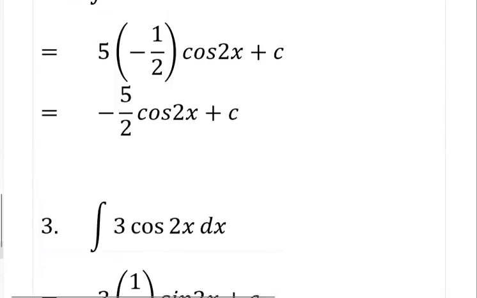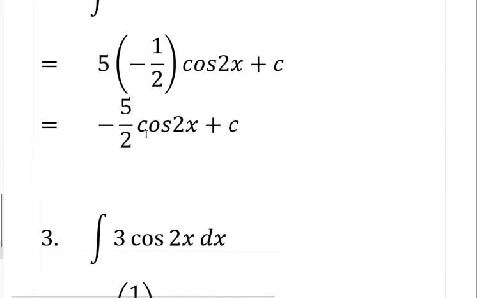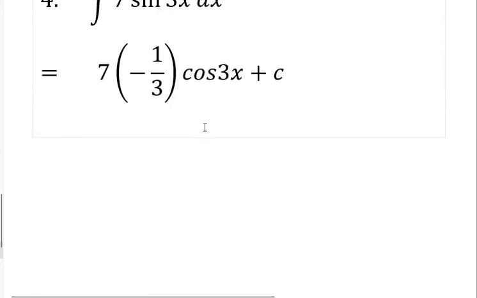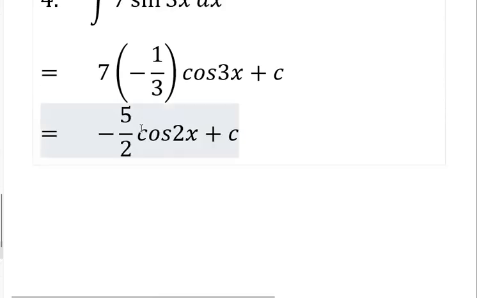So let's make use of this template that we have here. Very good. If you are multiplying now, 7 times 1 will be 7, but because of this minus, the minus will be this. So we have 7 over 3, so it will be that cos 3x. So this is our final answer.